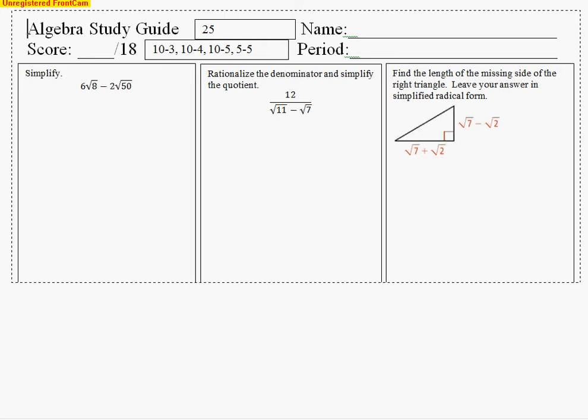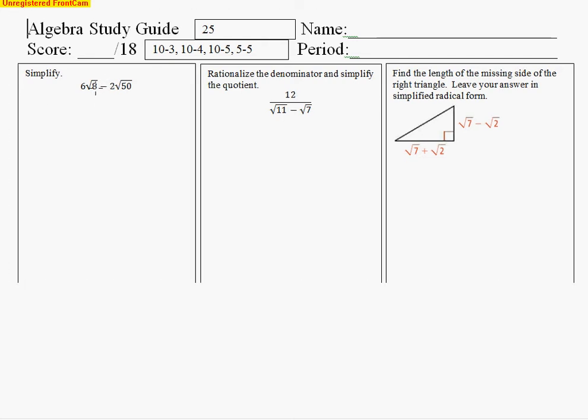And what it's asking us to do is to simplify this expression. So all we're going to do is take out the perfect square in 8. And so I see that the perfect square is 4. So 4 times 2 makes 8. And then over here I bring down the minus 2. And I take out the perfect square in 50. So 25 times 2 makes 50.